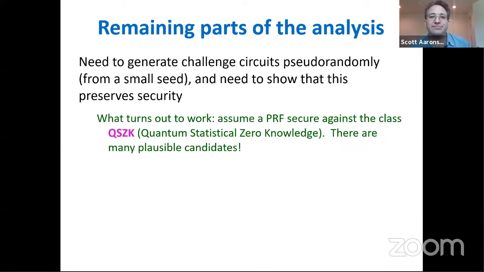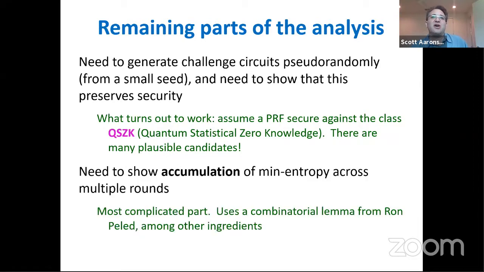Okay, and there are a few remaining parts of the analysis. You have to show that generating the challenge circuit pseudo-randomly is okay under some further hardness assumption. The hardest part is you need to show that the entropy actually accumulates from one round of the circuit to the other, that there's not some weird conspiratorial correlations that would keep the entropy from growing. For that, I used a combinatorial lemma due to Roan Pellet, among lots of other ingredients.